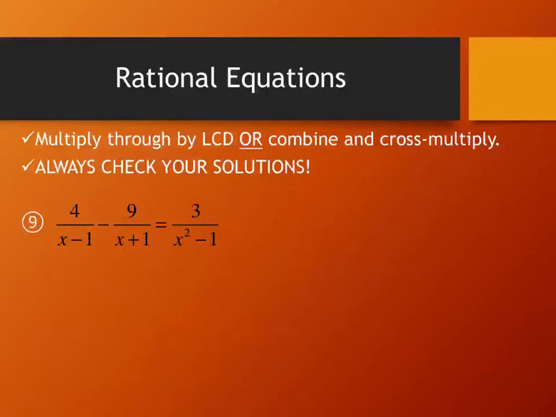So the first one, x minus 1, that's done. I mean, there's nothing to factor. x plus 1, nothing to factor. But x squared minus 1, there's something to factor. And it looks like something we have seen before. Do you remember how x squared minus 1 factors? Yeah, it's a difference of squares. It's x plus 1, x minus 1.